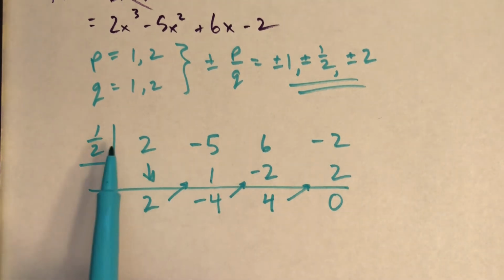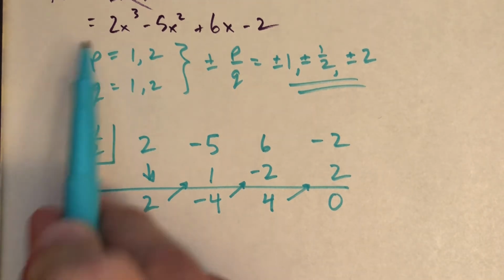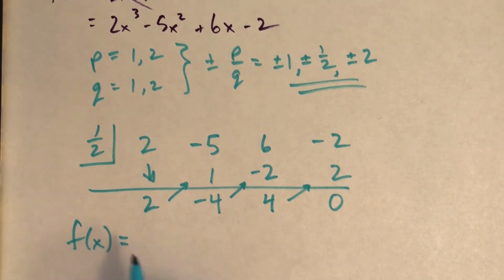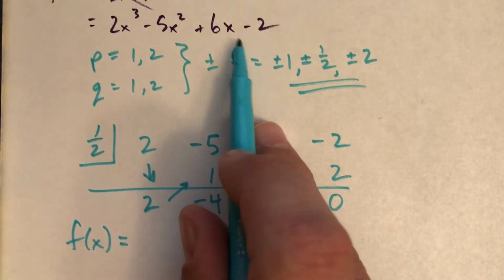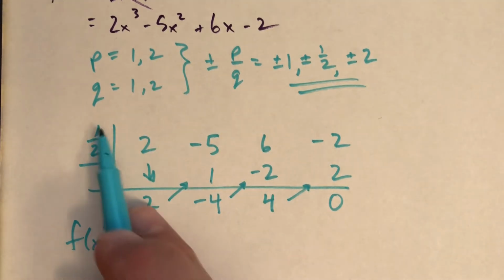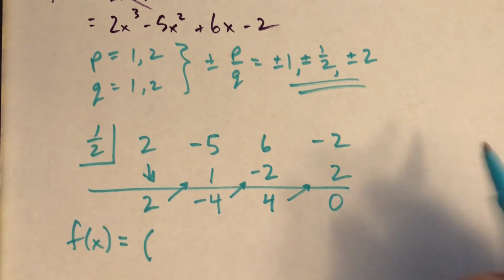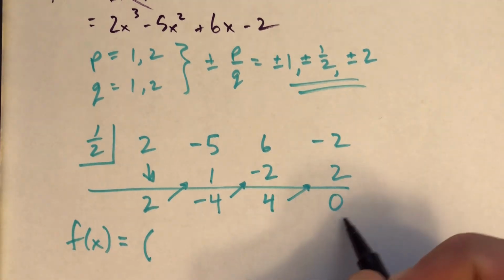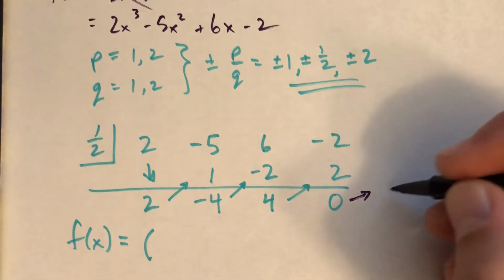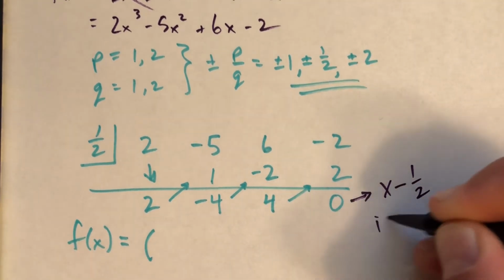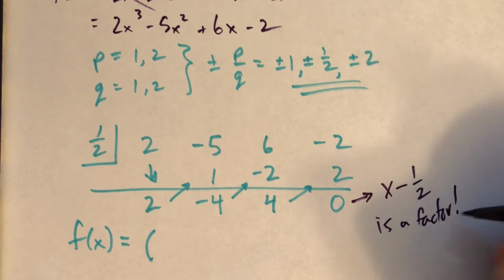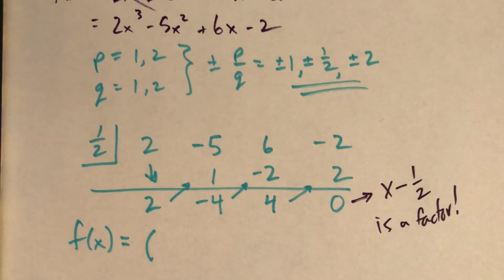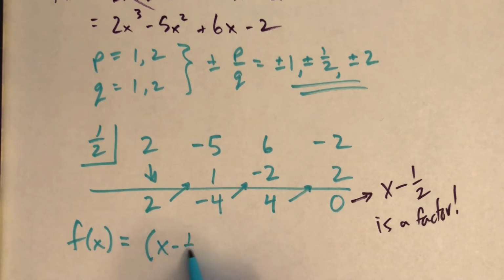Anyhow, we can now rewrite our original polynomial as a product involving what we just found, right? Since this is 0, this means that x minus 1/2 is a factor, because the remainder is 0 when we divide. And we know that when we divide by a number and we get a remainder of 0, that means that number has to be a factor of the dividend. So anyway, we've got x minus 1/2 in there.